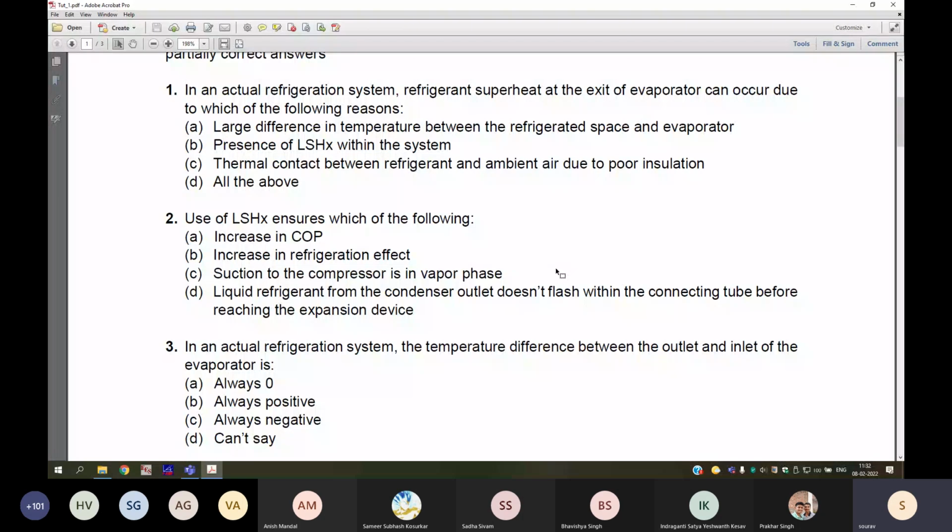Your participation is needed. Come on. Sir, all the above. All the above. Everyone agrees? Everyone agree to this? Sir, can you explain the A option? A option. Why will it occur?